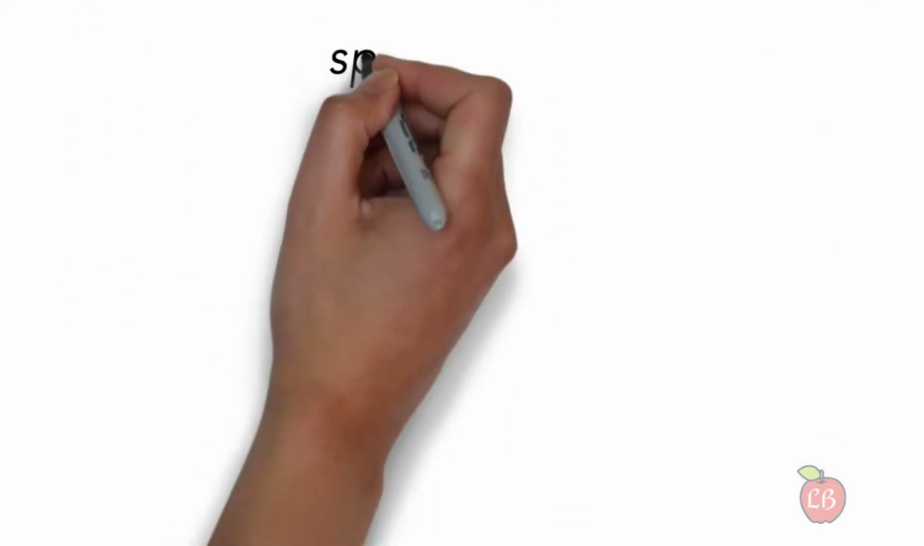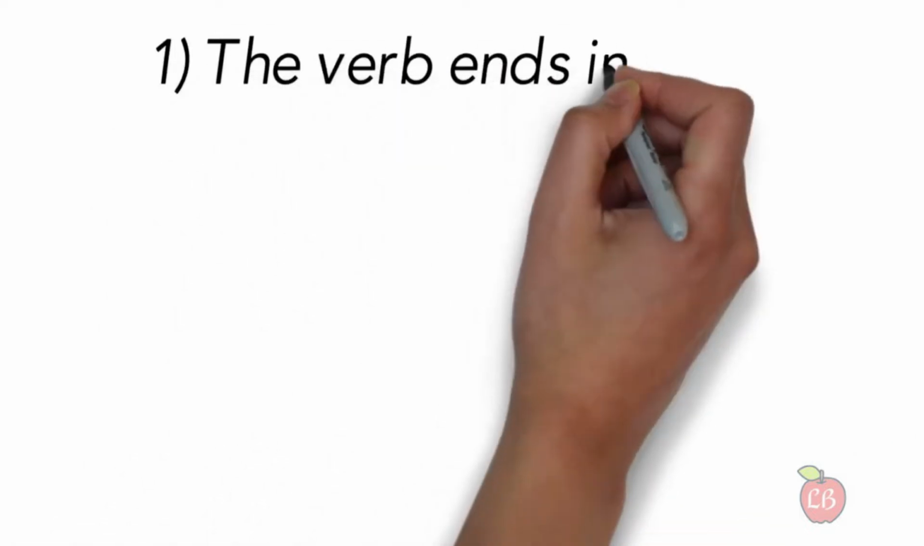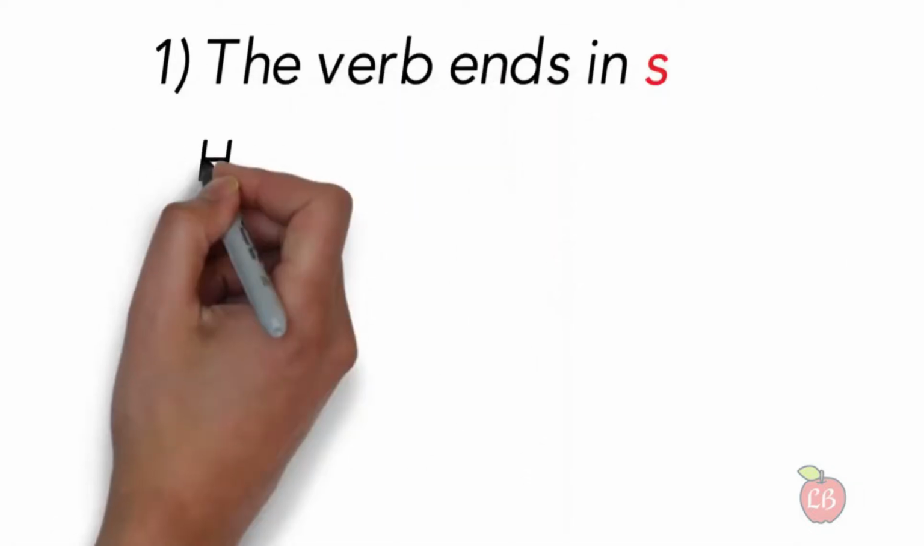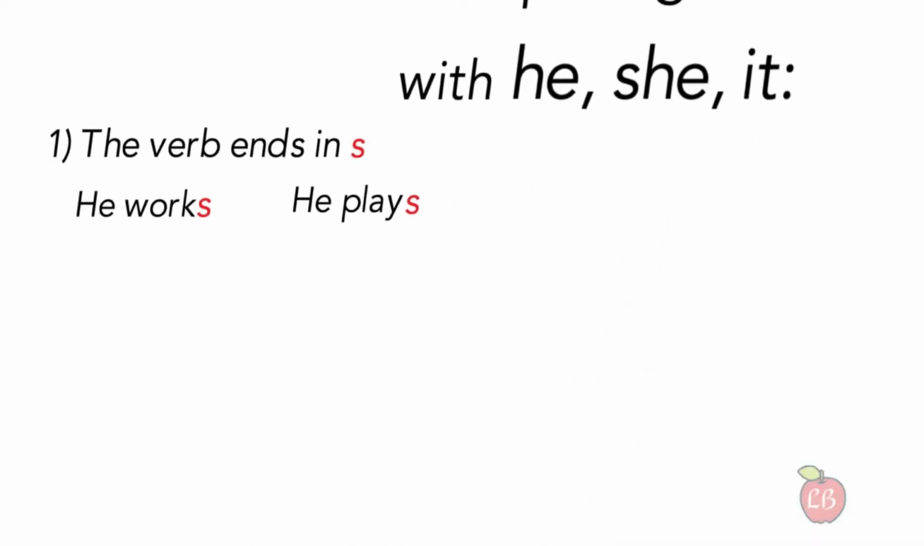And this brings us to the first spelling rule. The first rule is, as we have already said, that with he, she, it, the verb ends in S. For example, he works and he plays. But there are also exceptions to the rule.